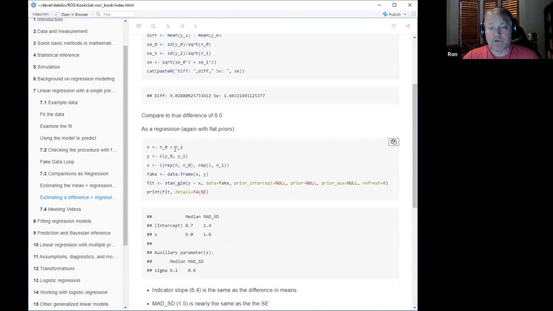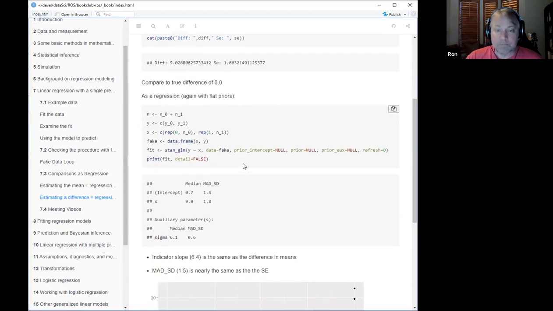We'd set up a regression by just shoving all the points together in one big array, except that I'm going to change the predictor to be zeros for the first group and ones for the second group. That's my indicator variable, which group you're in, right? So there's N0 Y0s and N1 Y1s in the Y column. And then in the X column, I just have zeros for all the ones in group one and ones for all the ones in group two.